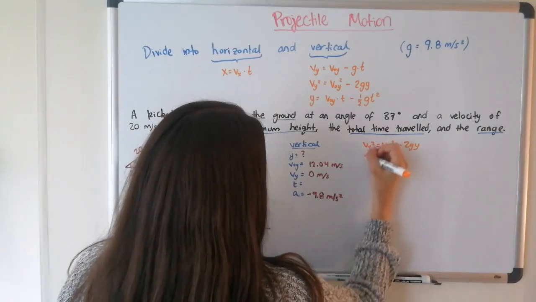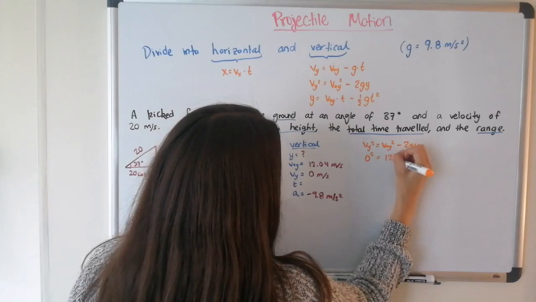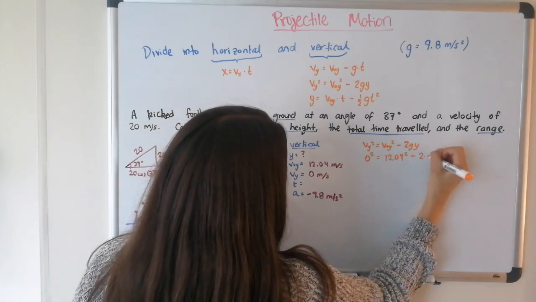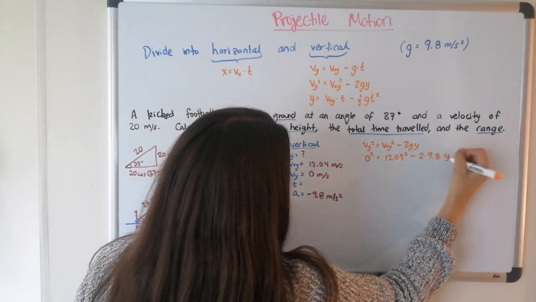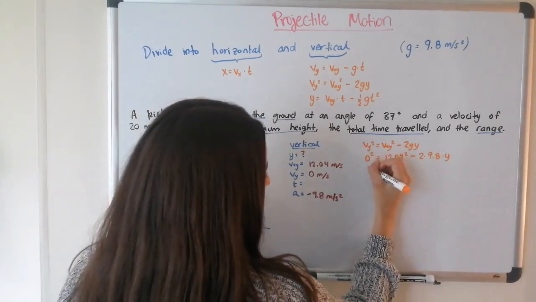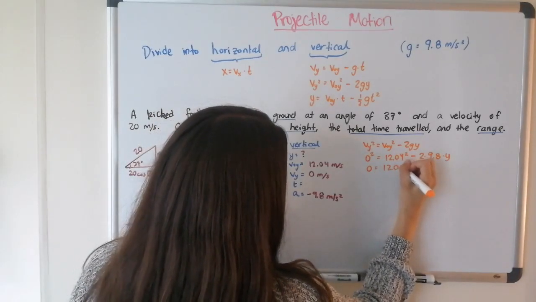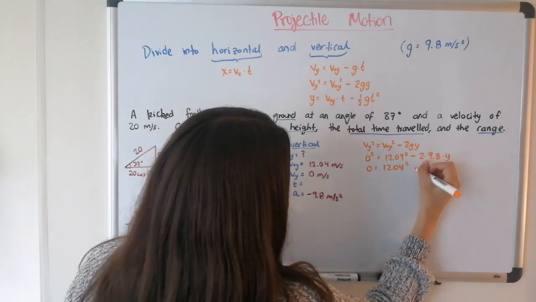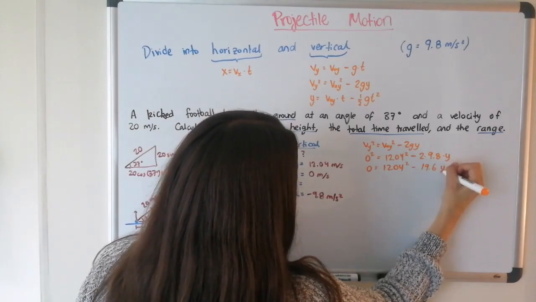And we start plugging in the variables. So vy is 0, voy is 12.04, and we have to put the squared, minus 2 times 9.8 times y, which is our variable that we're solving for. So this will be 0. We can leave this as 12.04 squared for when we put it in the calculator. Minus 2 times 9.8 is 19.6 y.